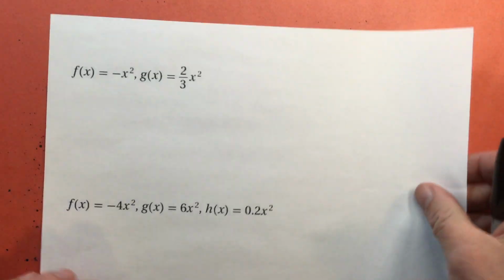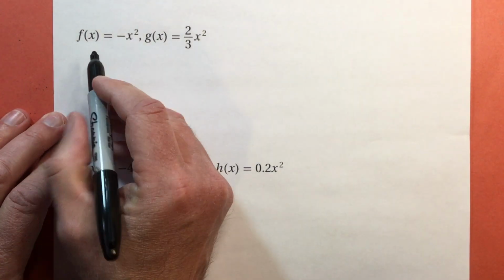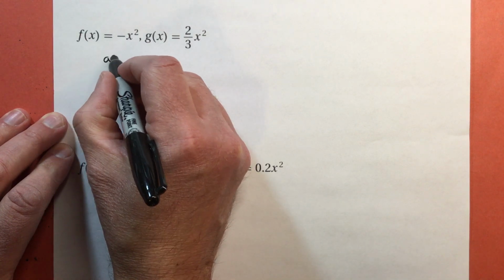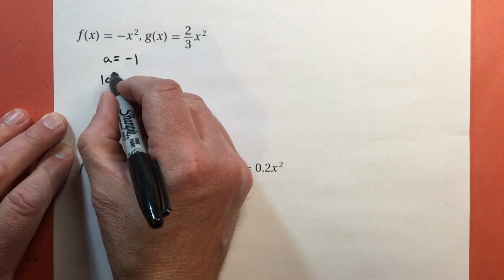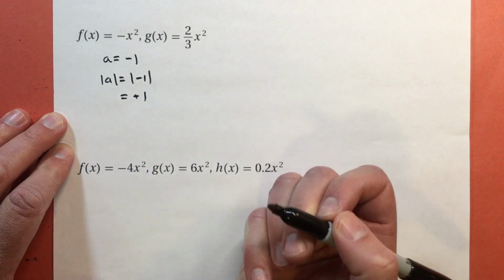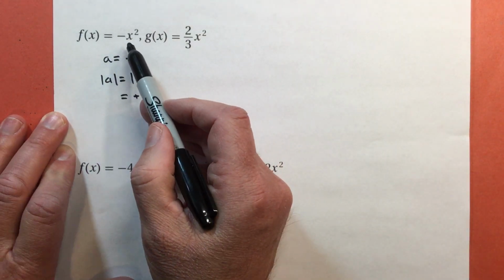We'll do a couple more here real quick before we wrap this up. So first function, f of x equals negative x squared. My a is going to be negative 1, the hidden negative 1. So the absolute value of a is going to be the absolute value of negative 1, which equals positive 1. So that's the same as the parent function, just flipped upside down like a frowny face.